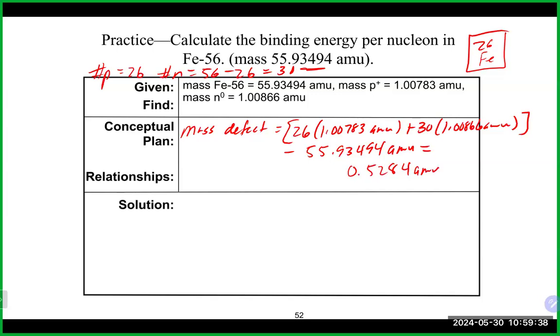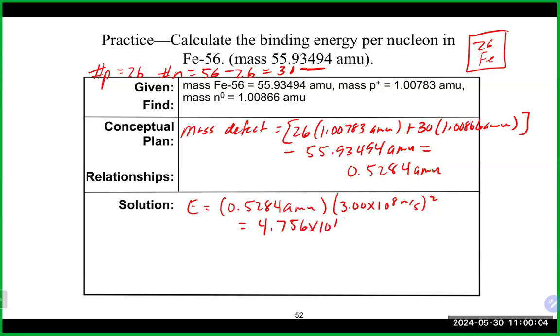Looks like 0.5284 AMU. Depending on which way you want to go, if you want to use the Einstein equation, it will look something like this. Since I did it the other way on the previous one, I'll do it this way here. Putting that in there will get us 4.756 times 10 to the 16 AMU meters squared per second squared. Here again, we have to divide by Avogadro's number to get it into joules.